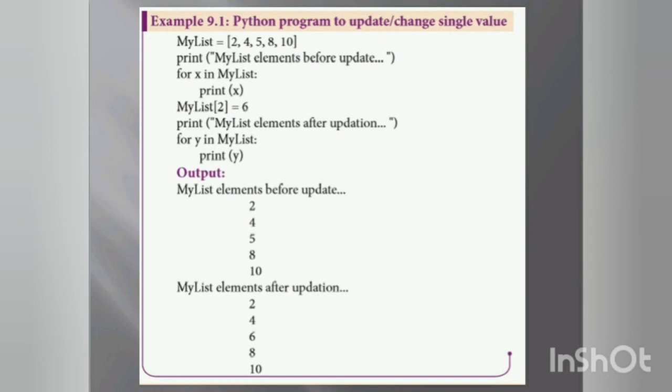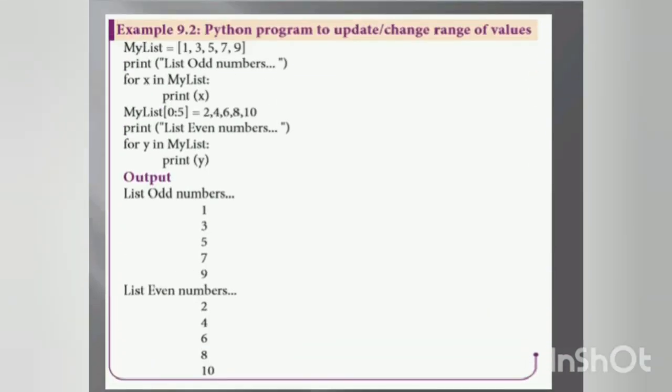So after updating, after changing that particular element, again you are going to print by using the for loop. So my list elements after updation, first element is 2, second element is 4, then instead of 5 it's changed to 6, then 8, 10. Clear about this? This is how you can change or update a single value in a list. Now we'll see one more program to update and change a range of values. Look at the example.